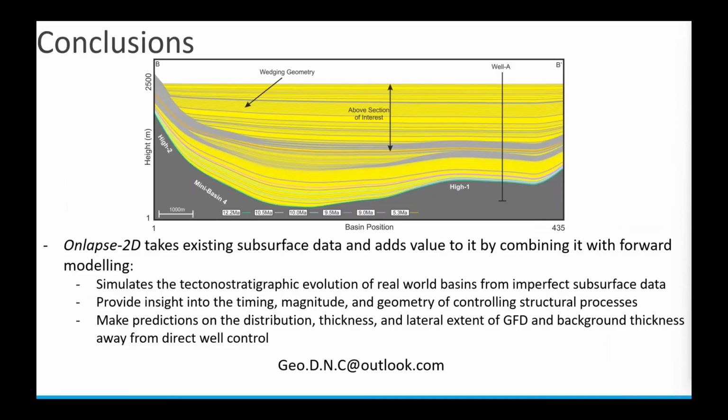So, in conclusion, what I've done today, hopefully, is talked about how Onlap 2D has taken existing subsurface data, and hopefully adds a little bit of scientific value and commercial value to it by combining it with forward modeling. It simulates the tectonostratigraphic evolution of real-world basins from imperfect subsurface data and can provide insight into the timing, magnitude, and geometry of controlling structural processes, as well as make predictions and statements on the distribution, thickness, and lateral extent of gravity flow deposit packages, as well as the background thickness away from direct well control. And that's my presentation. Thank you for listening.